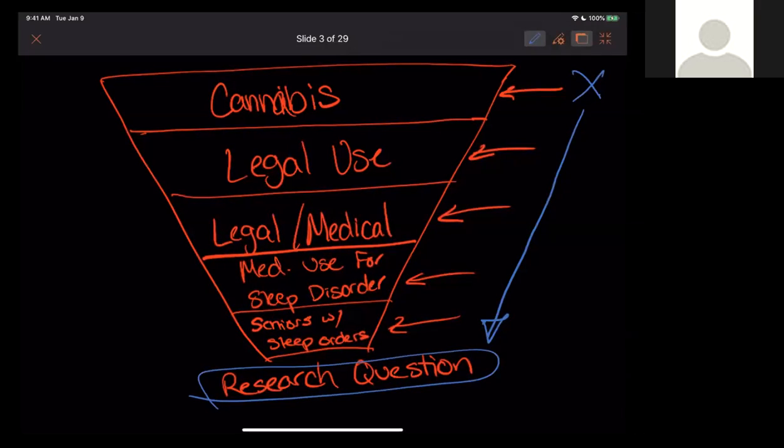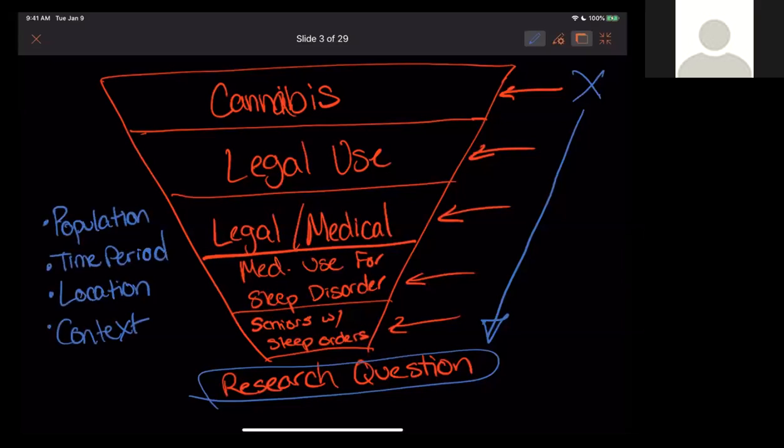And there's a lot of things we're talking about. There are other characteristics that we don't include, which is our population. We're talking about seniors. We might talk about time period, so only since it's become legal. We might be talking about location, so we might be focused on a particular geographic area of operation. So those could be different things. We might have context or applications. We're talking about only medical use, only for sleep disorders. So we've got some contextual questions.